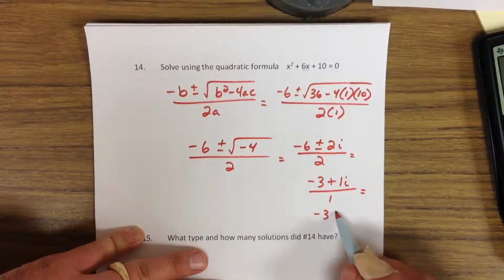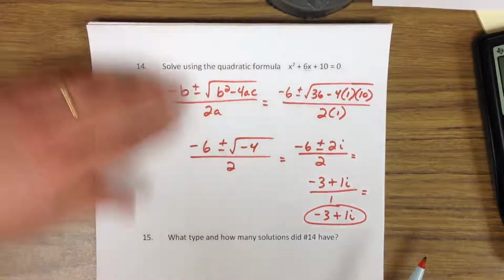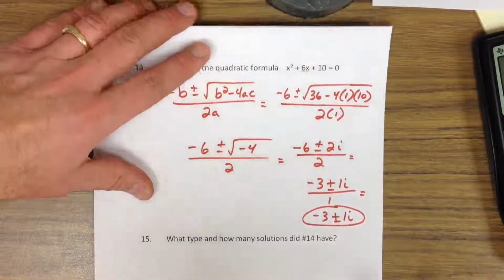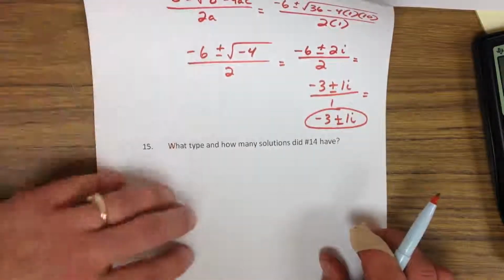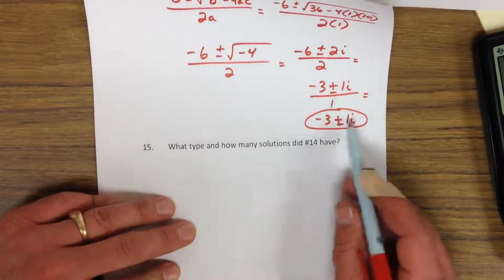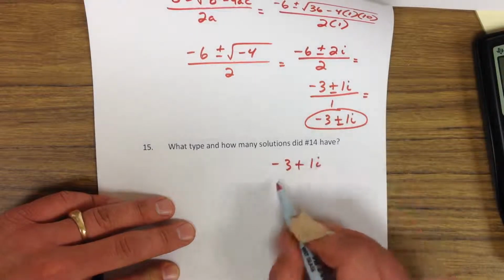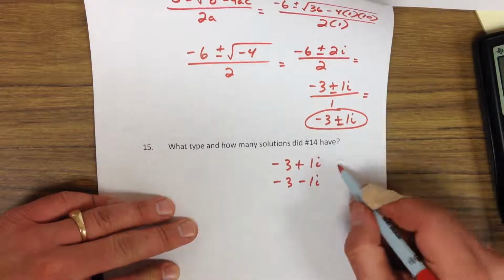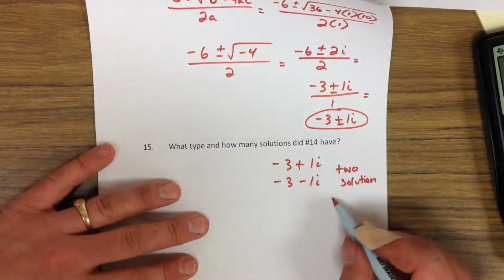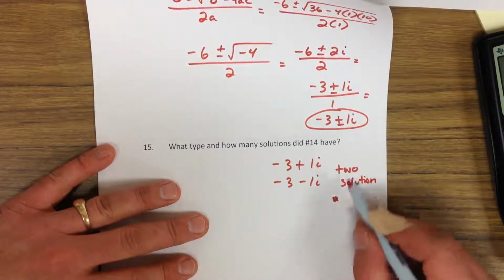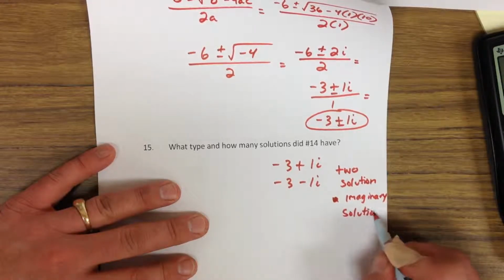But if you think about that, the most concise way to write that is without the 1 on the bottom. So negative 3 plus, forgot the plus or minus 1i is our final answer. Now, we didn't do a whole lot of this, but it says what type and how many solutions did it have? Well, really this looks like one solution, but really it's -3 plus 1i and -3 minus 1i. So the answer to that, it has two solutions. And what kind of number is this? This is called an imaginary. So two imaginary solutions.